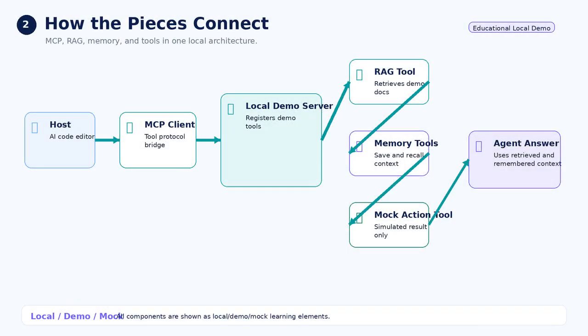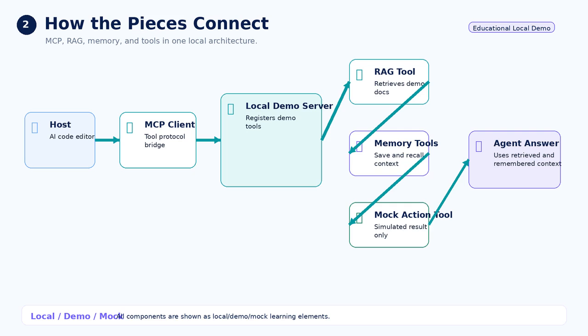That sets up how the pieces connect. Start with the architecture before reading code. The AI code editor host runs the agent conversation. The MCP client connects that host to a local demo server. The server exposes mock tools for memory, document search, and simulated planning.